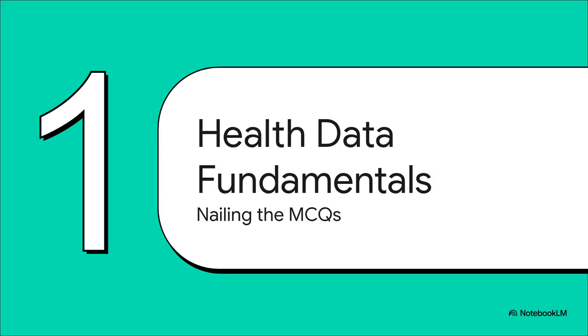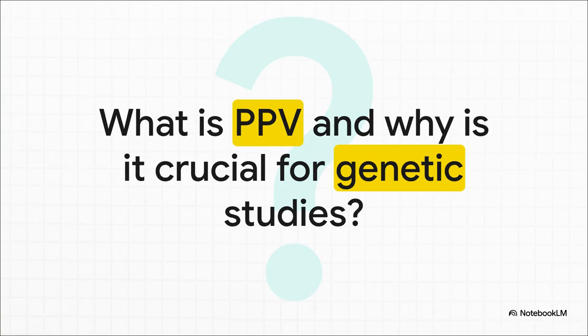We're tackling the multiple choice questions head on. These are all about testing your core understanding of health data concepts. So we kick things off with a classic question about phenotype algorithms, a topic you'll see pop up all over the place. What exactly is PPV? And more importantly, why is it such a big deal, especially when we're talking about genetics?